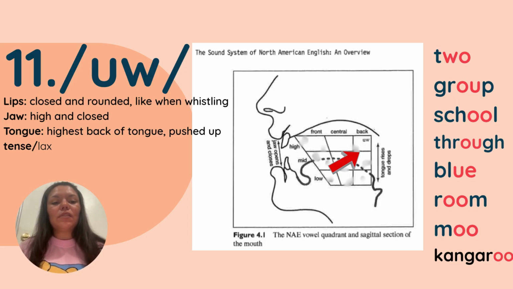We see this combination of sounds with W and O and U, double O, U and E, and we hear them in words like to, group, school, through, blue, room, moo, and kangaroo.